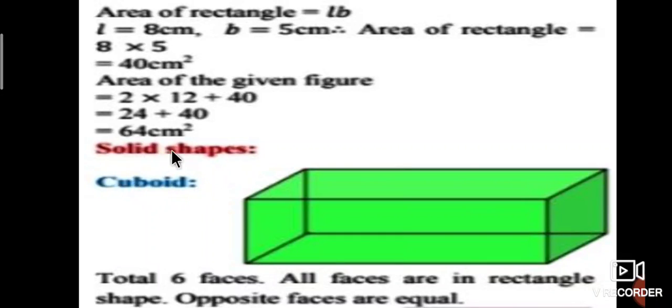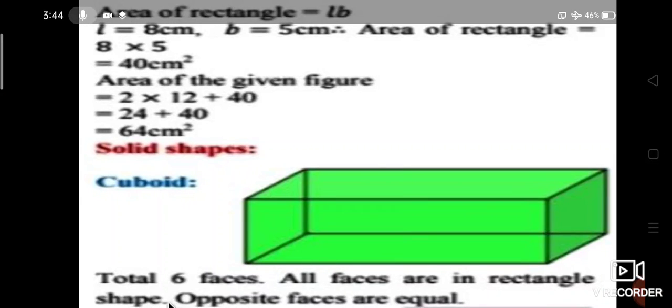Okay, next we are discussing solid shapes. In that one, cuboid. This is the figure of a cuboid. Total six faces. All faces are in rectangle shape.